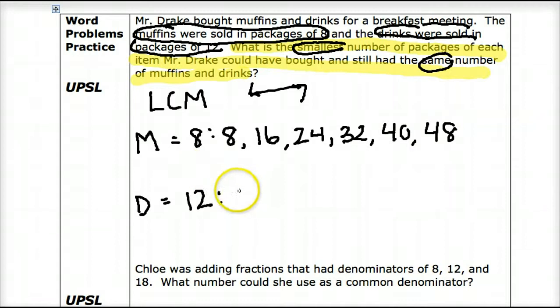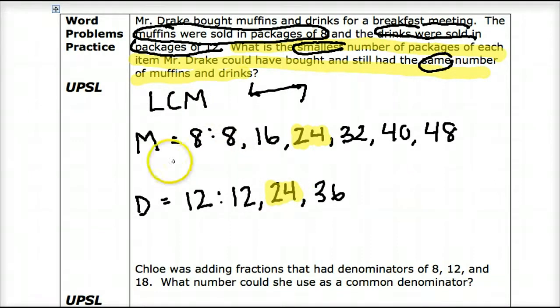We have our multiples of 12. We know that 12 times 1 is 12, 12 times 2 is 24, 12 times 3 is 36. But we can see already that we do have multiples that are common. Right here we have 24, and right here we have 24. Now, we know that in this problem they want to know how many packages. So since they want to know how many packages, we need to count up these packages before they get to 24. So right here, he has 1 package.